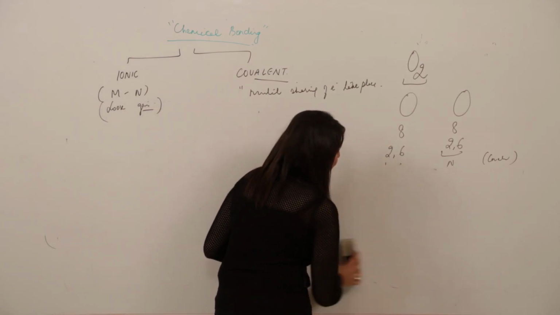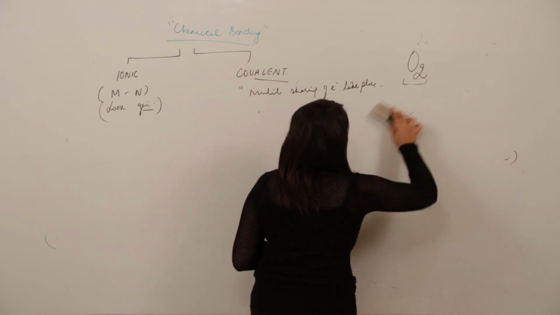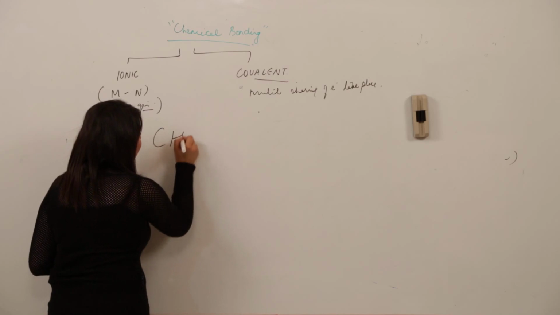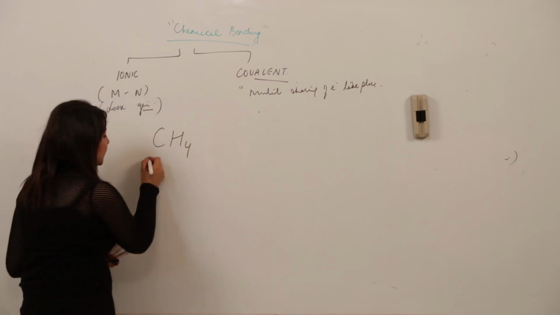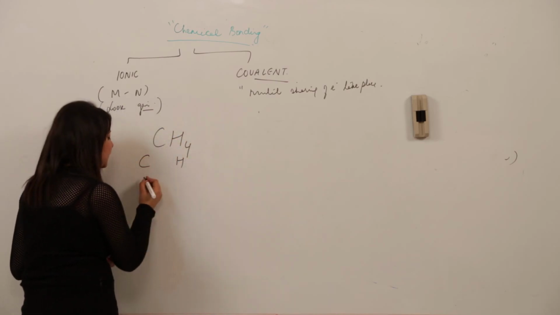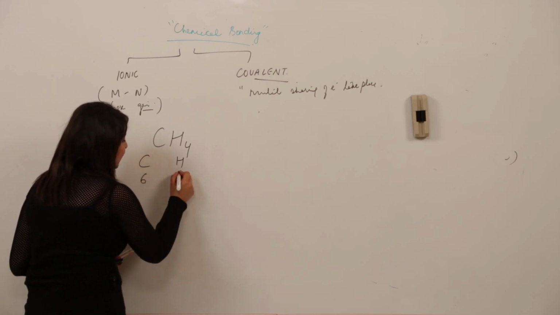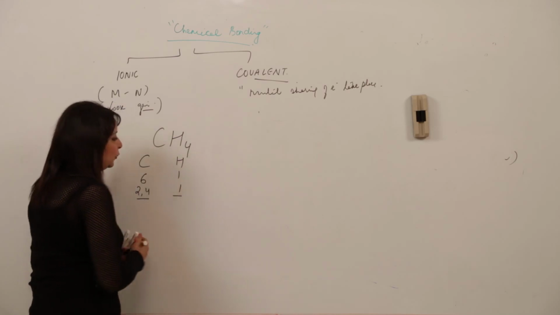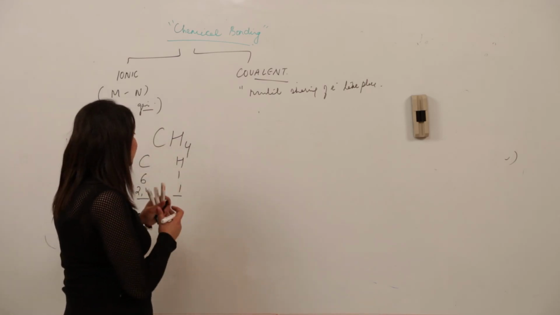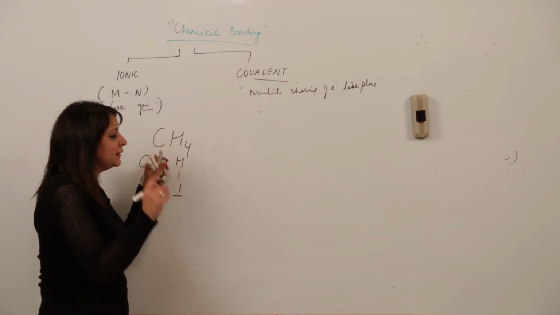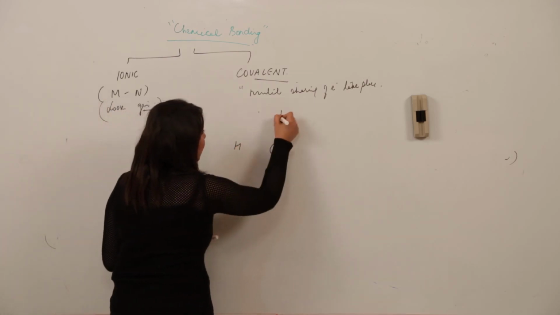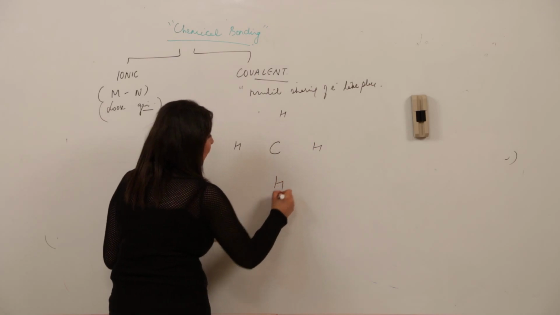I want you to know how you can make it for many atoms. Like if I am telling you to make it for CH4, first write C and H, and again the same steps I have told you: atomic number 6, 1, configuration 2, 4, 1, non-metal, covalent bond. Now how will you arrange them? CH4 means 1 C right in the middle, surrounded by 4 hydrogens. So surround it with 4 hydrogens.